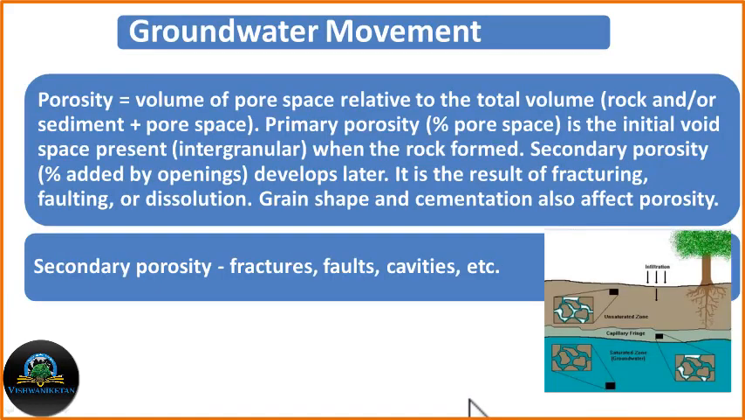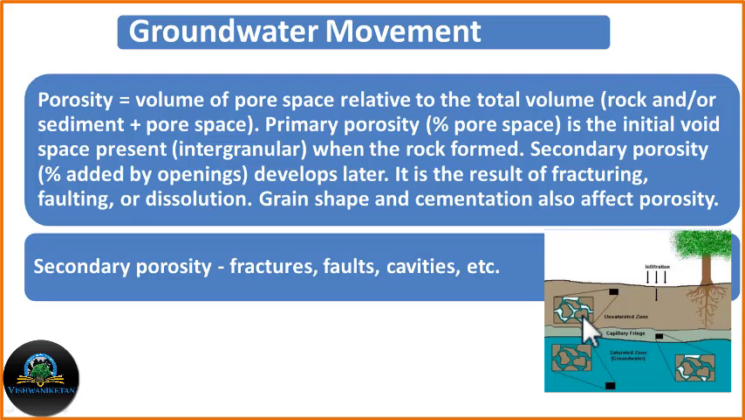Groundwater movement is controlled by two basic properties of the rock. These are porosity and permeability. Porosity is the volume of the pore spaces relative to the total volume of the rock, or the total volume of the sediment or the soil.